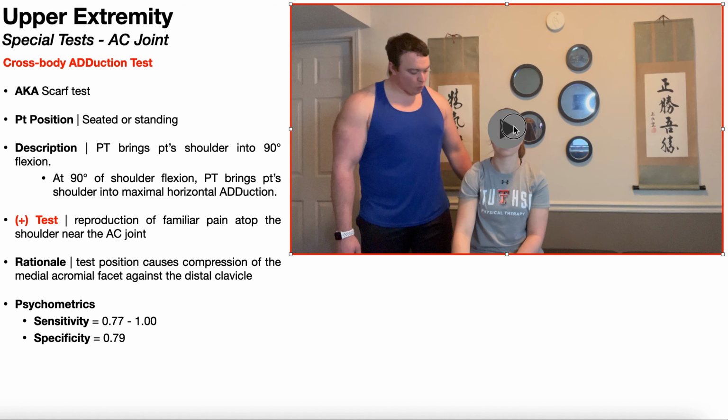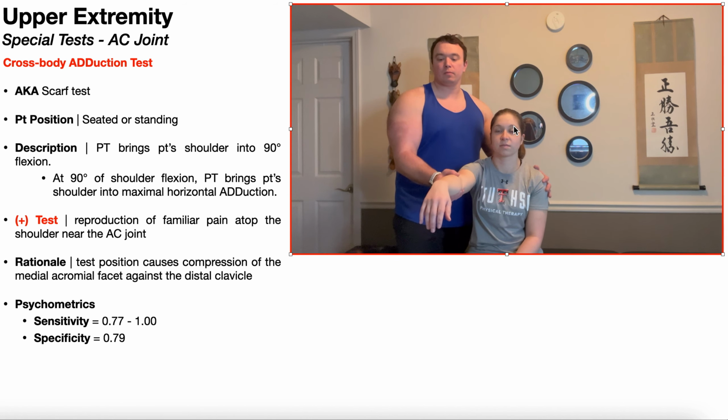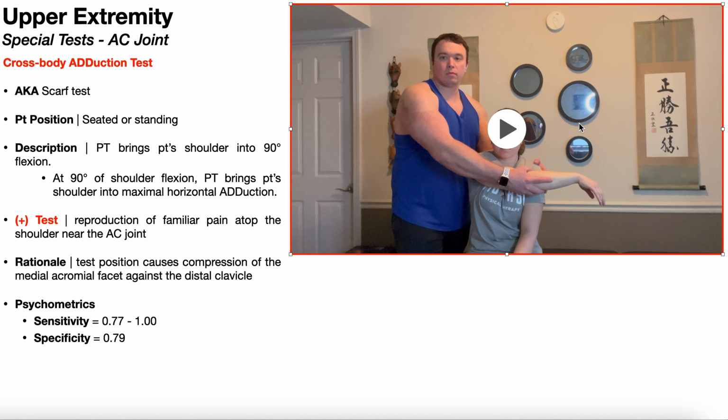Initially, the PT is going to bring the patient's shoulder into 90 degrees of flexion, as you see right here, and then once at 90 degrees of shoulder flexion, the PT is then going to bring the shoulder into maximum horizontal adduction like you see right here, almost as if you're wrapping the arm around them like you would a scarf. A positive test would be reproduction of familiar pain atop the shoulder near the AC joint on the ipsilateral or test side. And it's very important for all three of these AC joint special tests that the pain be right on or very close to the AC joint, because if it's not, that may indicate that the pain generator is somewhere else, not the AC joint.